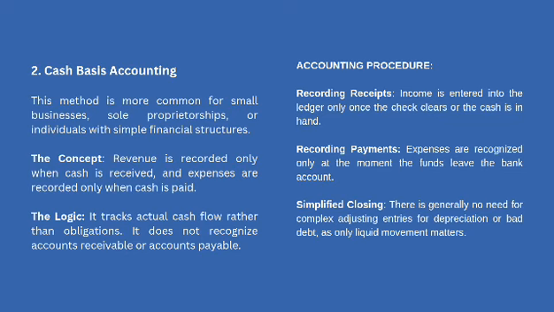Accounting procedure. Recording receipts: income is entered into the ledger only once the check clears or the cash is in hand. Recording payments: expenses are recognized only at the moment the funds leave the bank account. Simplified closing: there is generally no need for complex adjusting entries for depreciation or bad debt, as only liquid movement matters.